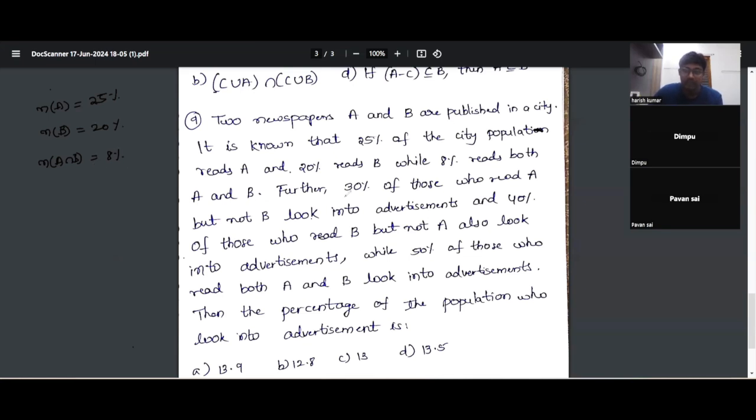Further, 30% of those who read A but not B look into advertisements. That means 30% of those who read only A. This n(A) of 25% does not mean that only A they are reading. They can be reading both of them. There will be some people who will be reading both of them. So first of all, our aim is to find the number of people who are reading only A, right?